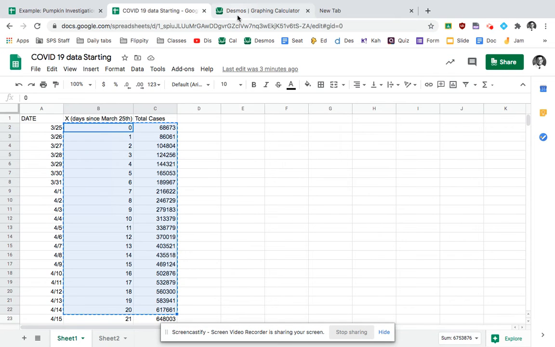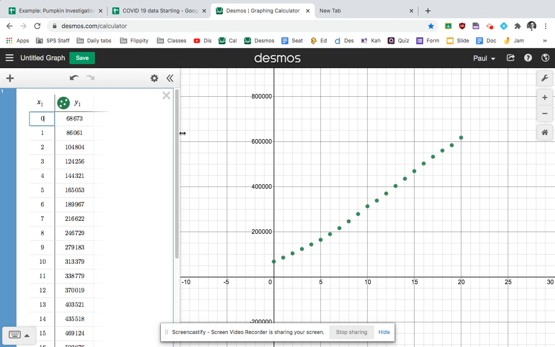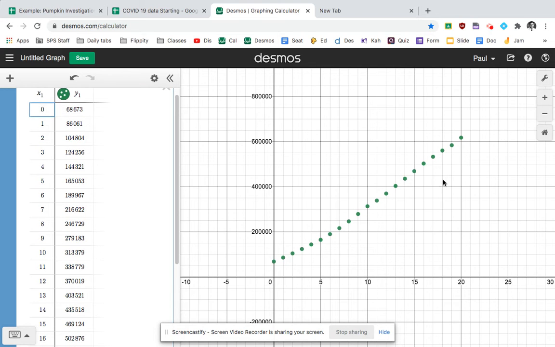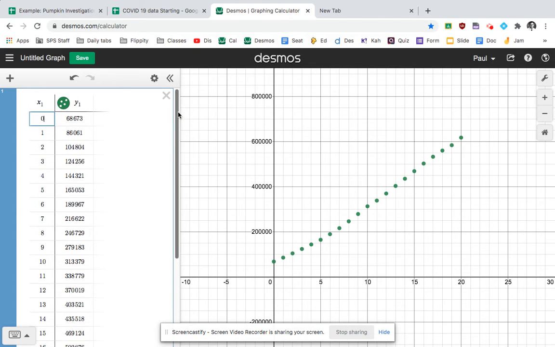I didn't include the titles. I didn't feel like that was necessary. Cool little thing, you can see it kind of looks linear. So a line of best fit would work here.